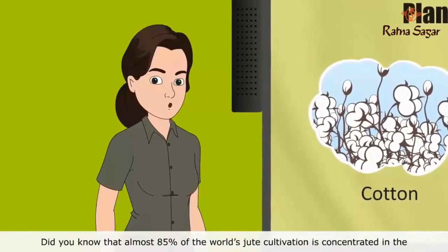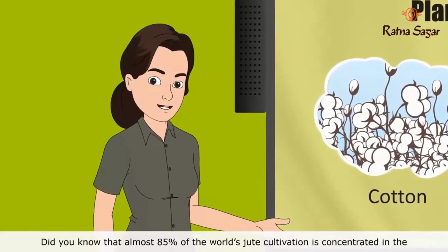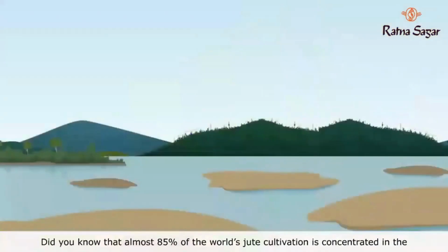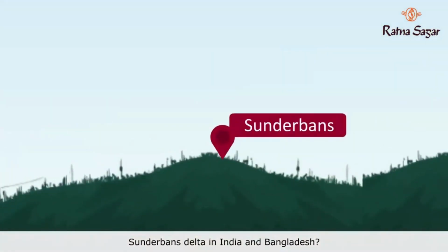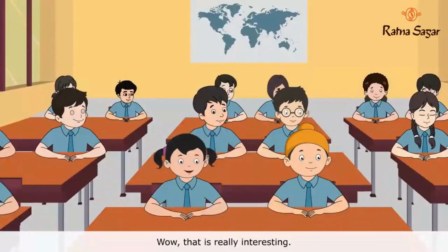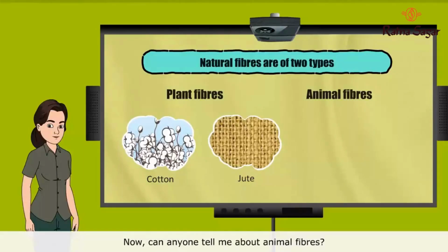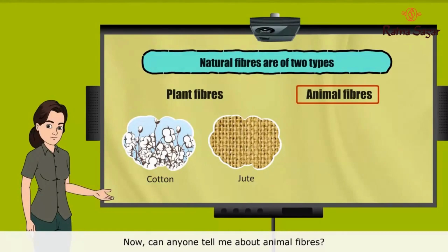Did you know that almost 85% of the world's jute cultivation is concentrated in the Sundarbans Delta in India and Bangladesh? Wow, that is really interesting. Now, can anyone tell me about animal fibers?